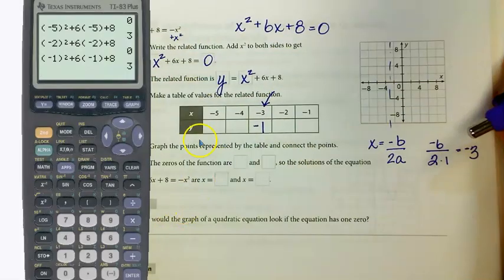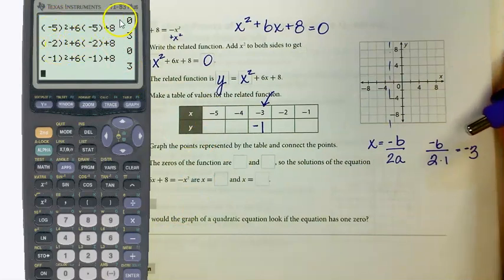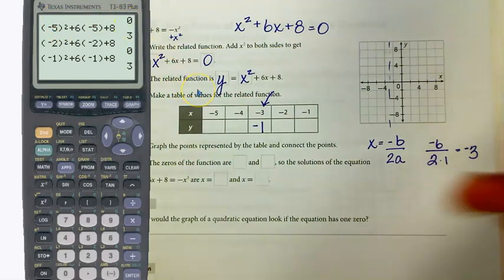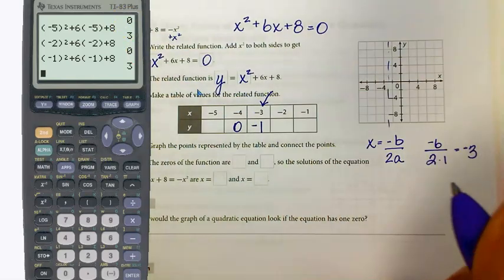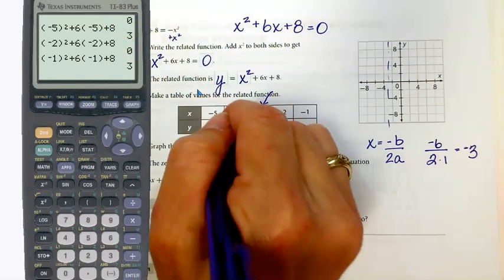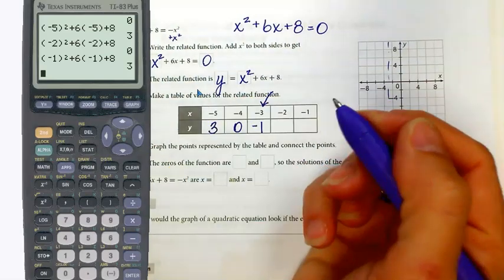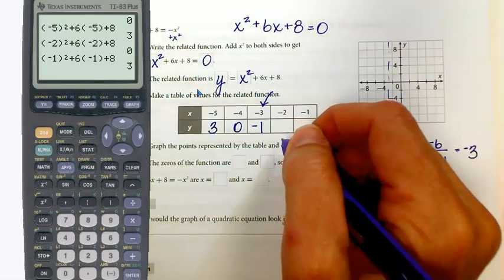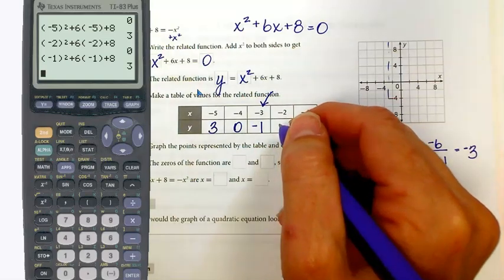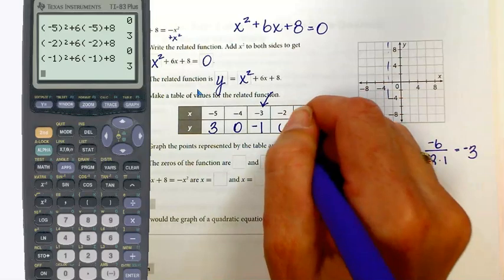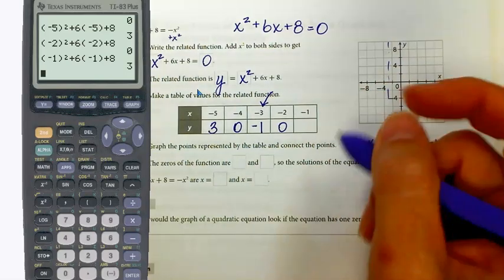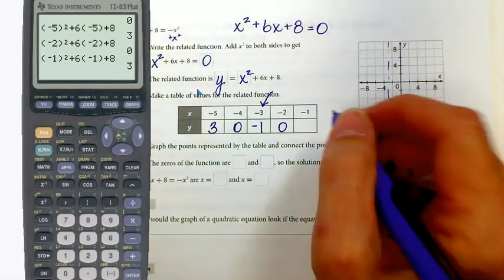Okay, so most of the calculations are over here, although one's kind of cut off. -4 squared plus 6 times -4 plus 8 gives you 0 right here. -5 squared plus 6 times -5 plus 8 gives you 3. Of course, you can do all of this by hand, but it's a little quicker to do it on the calculator. And -2 squared plus 6 times -2 plus 8, 0. And -1 squared plus 6 times -1 plus 8 is 3.